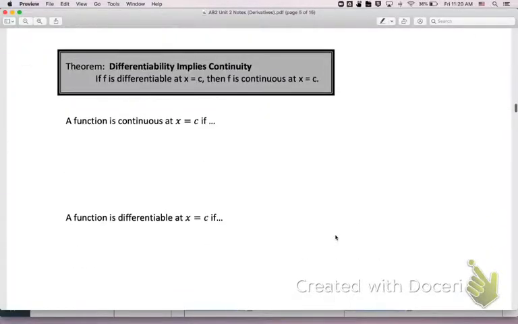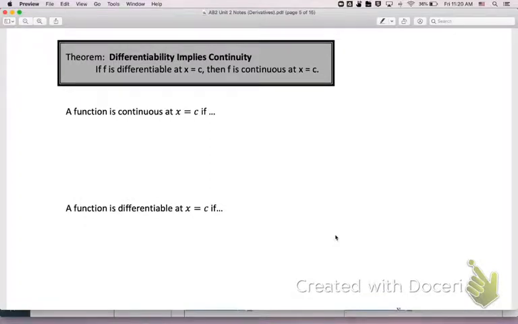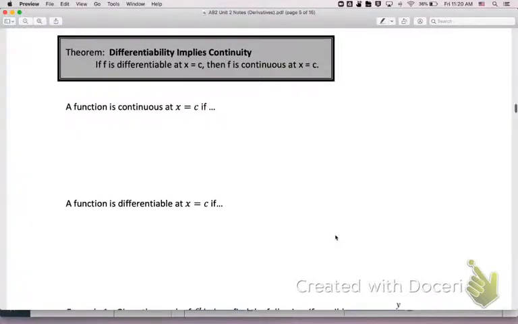Here is a theorem that is critically important moving forward, because from here on out, very rarely are they going to tell you that a function is continuous. Instead, they're going to tell you that it's differentiable. And differentiability implies continuity. The reverse of that is not true. We just saw a counterexample of that. Just because a function is continuous does not mean that it is differentiable. But if we know a function is differentiable, that implies that it must be continuous, okay?